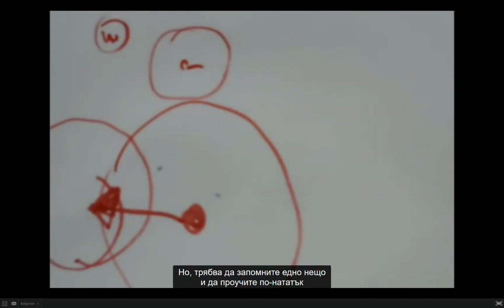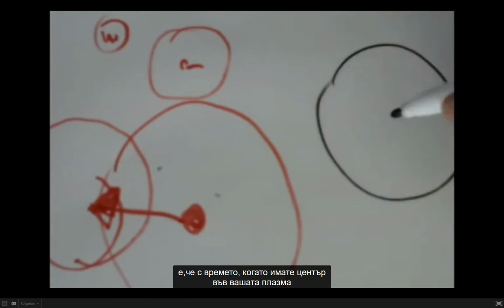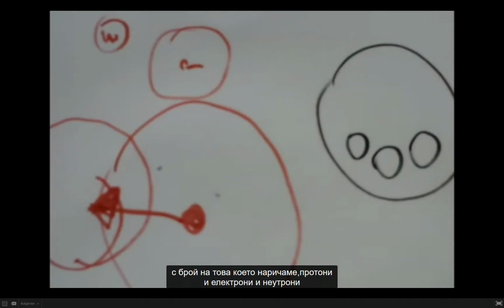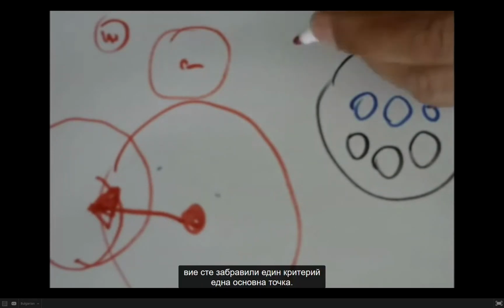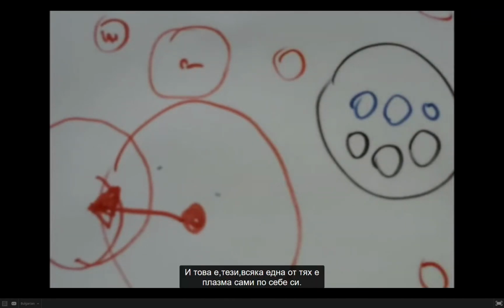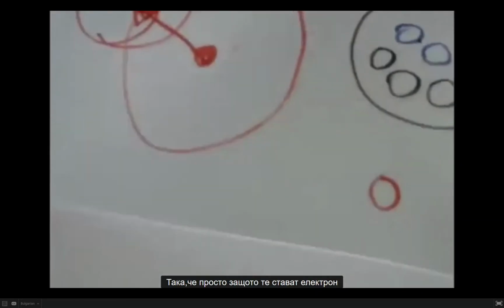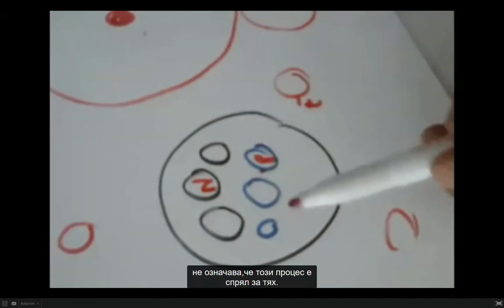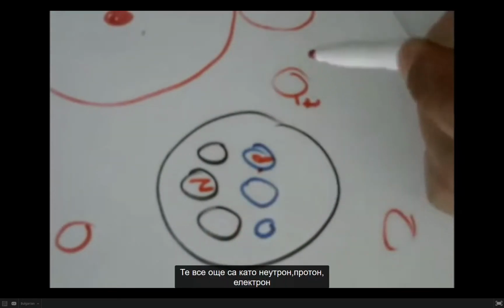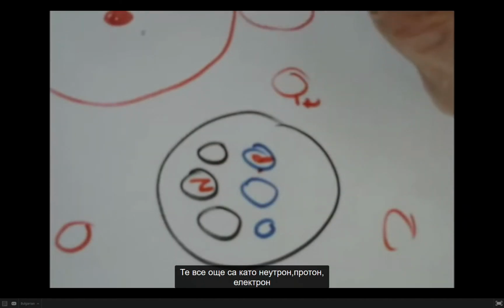But one thing which you got to remember and take this further is that in time, when you have a center in your plasma with a number of what we call protons and electrons and neutrons, you have forgotten one criterion, one principal point, and that is these, each one of them, are themselves plasma. So just because they become electron or a proton or neutron doesn't mean this process has stopped for them. They are still, as a neutron, as a proton, as an electron, going through their own process of division.